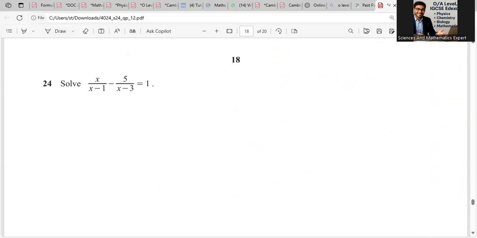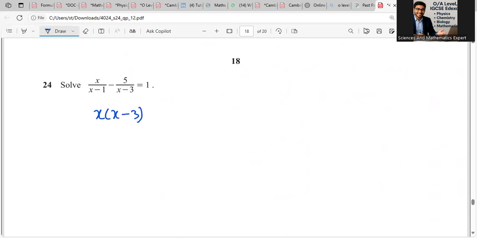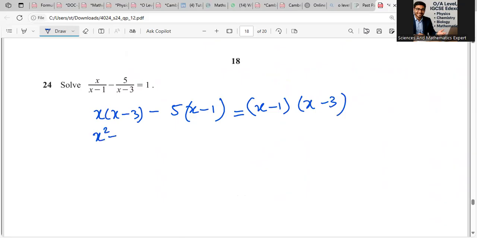After that, he is going towards this one. Okay, this is a simple algebra question over there. Just take the LCM over there, then x into x minus 3 minus 5 into x minus 1 is equal to x minus 1 into x minus 3. X into x minus 3 is x square minus 3x minus 5x plus 5 is equal to x square minus 4x plus 3.